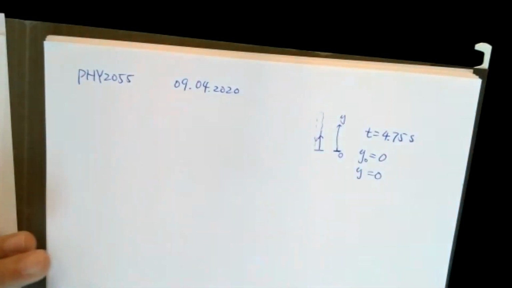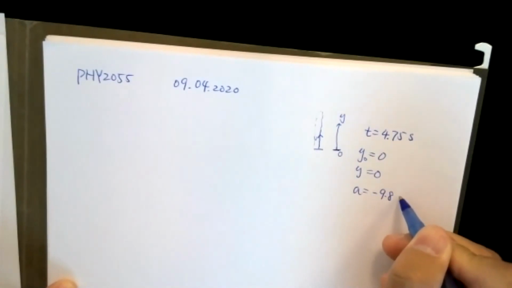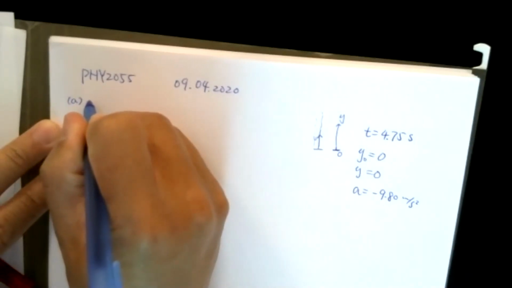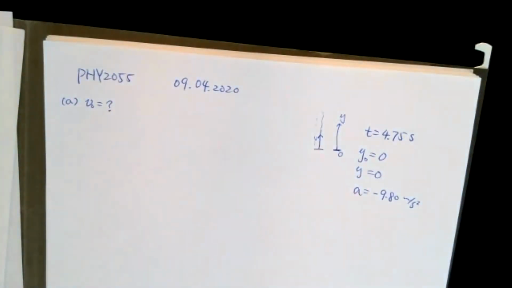Now because the lava bomb is being ejected, it's in the air experiencing gravitational acceleration. So the acceleration you can also write down: it will be minus 9.8 meters per second squared. So you have also that piece of information. You have four pieces of information, right? In part A, you are looking for v zero, the initial velocity. Now you'll be looking at the five equations of motion.